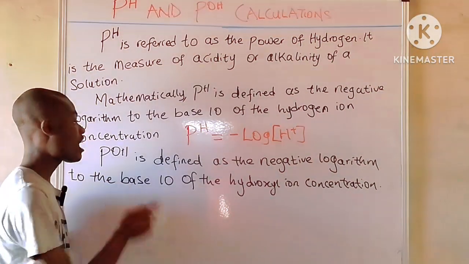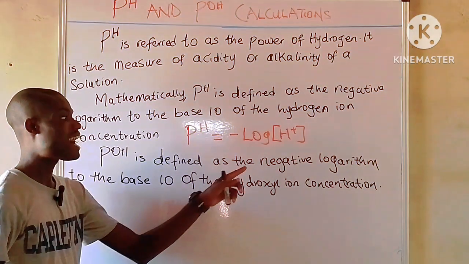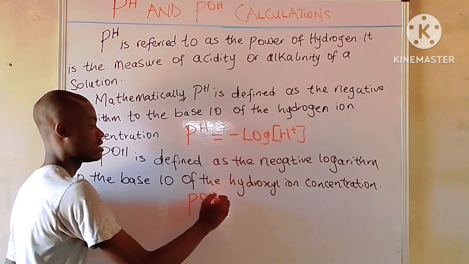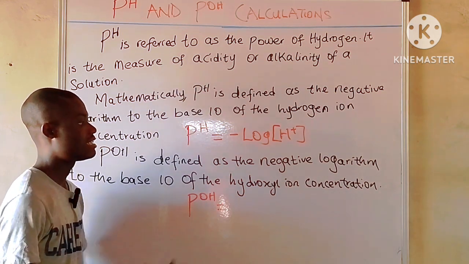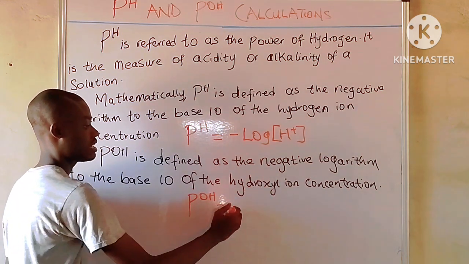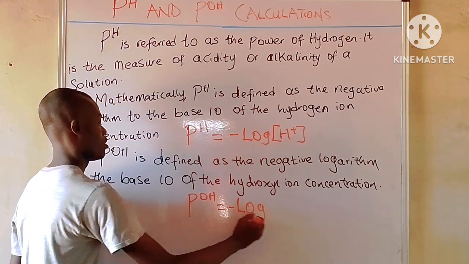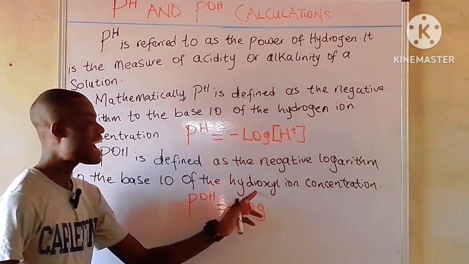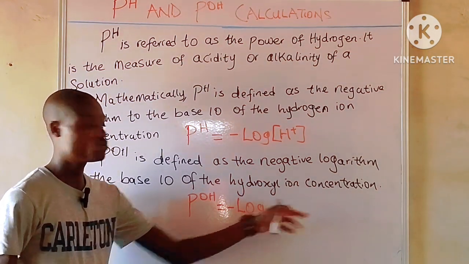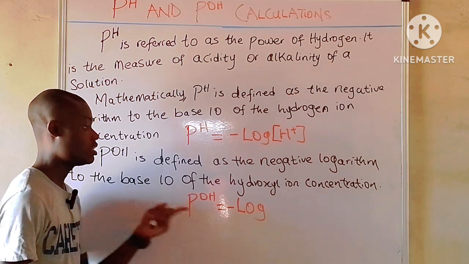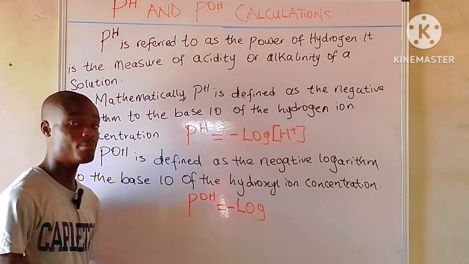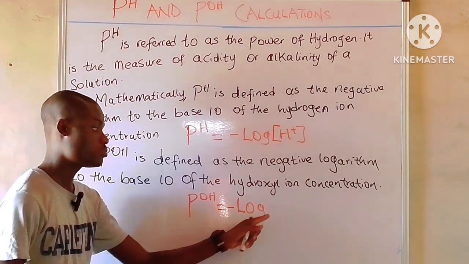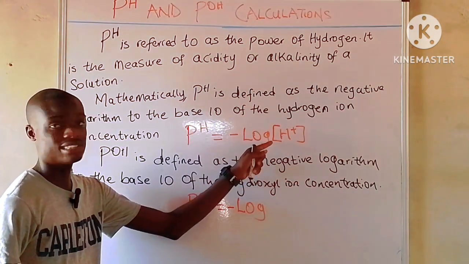On the other hand, we have pOH. pOH is defined as a negative logarithm. So we have p O H. It is defined as a negative logarithm to the base 10 of the hydroxyl ion concentration. When I talk about natural log, it's also called log 10. In mathematics, you can choose to write that 10, or you can choose to do away with the 10. But just know that the base is 10 here.